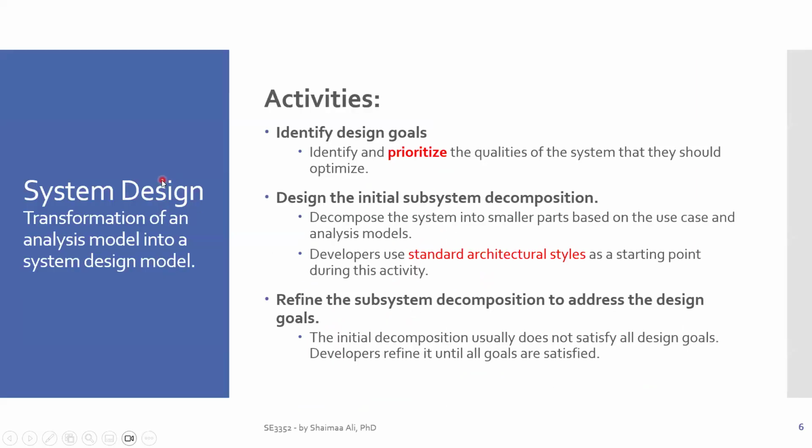What happens during the system design is that we transform the analysis models into design models. Okay, so the general three activities that we are going to do start with identifying design goals. That gives us the prioritized list of qualities needed in the system. We're going to talk about design goals in detail, but this should be the first step. Okay, and then there's the design of the initial subsystems. So we break down the entire system, as we learned about it during the requirements engineering stage, into subsystems.